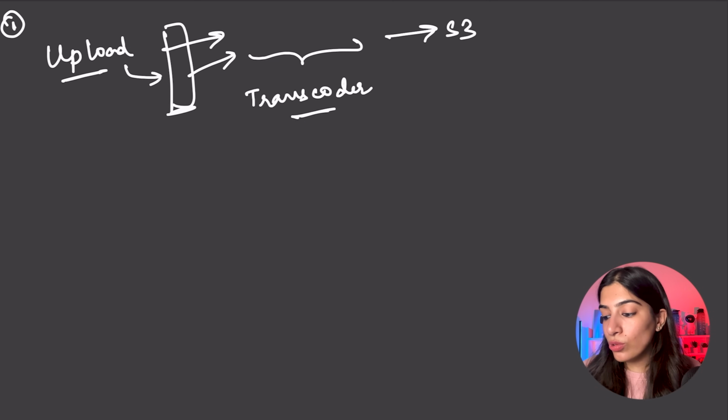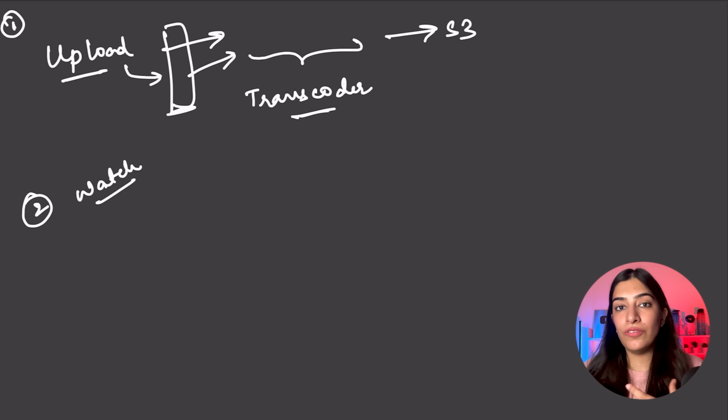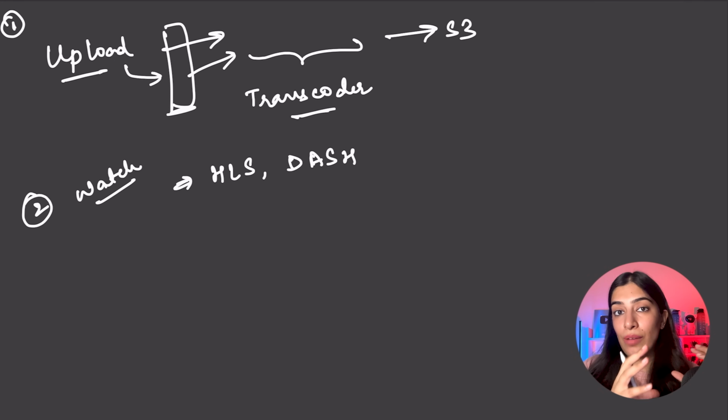The second thing that we need to do is during watch, right? Because now, everything is available for us to be able to have adaptive bitrate streaming. But how are we going to do adaptive bitrate streaming? For that, there are 2 solutions. One is HLS and the other is Dash. This is going to happen on the client side.